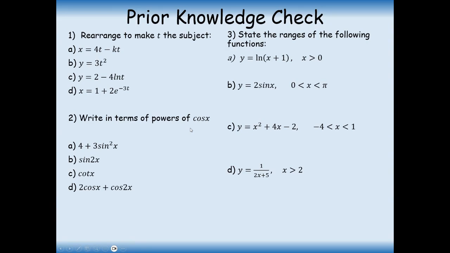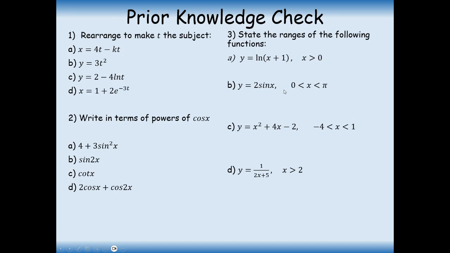Okay, as always, I suggest my students have a go at these preliminary questions on this topic. So I suggest you pause the video here and have a go at these before I show you the answers. Okay, here we go. The first question is asking us to rearrange and make t the subject of these formulas. Believe it or not, all these skills will be highly used in this chapter.